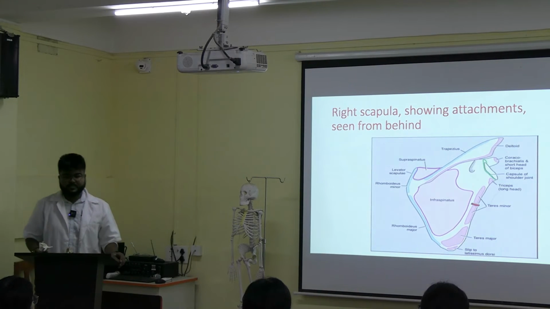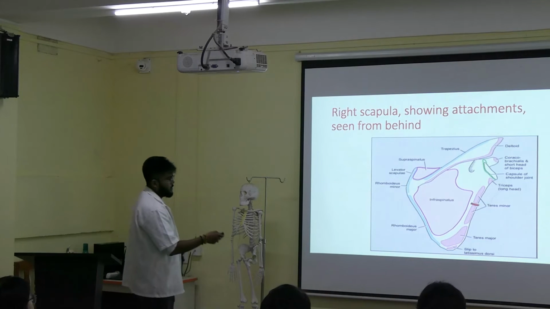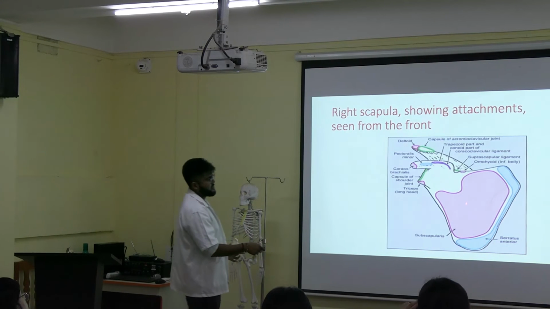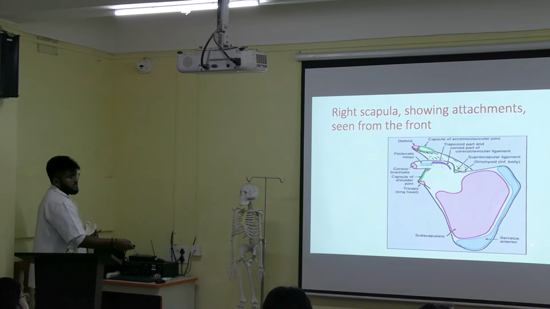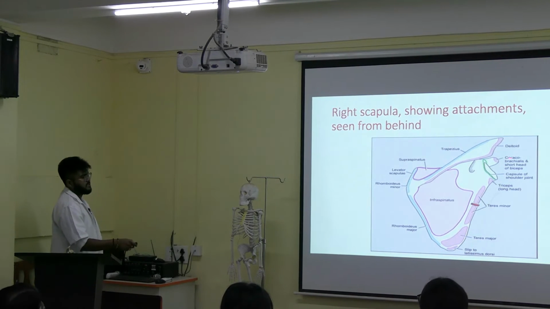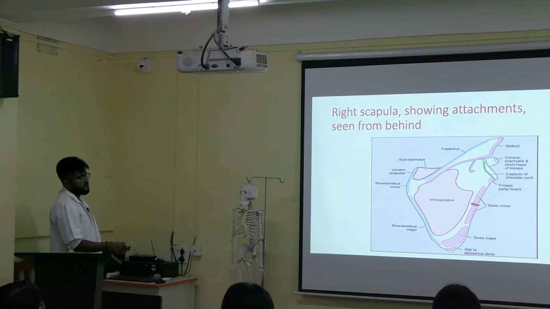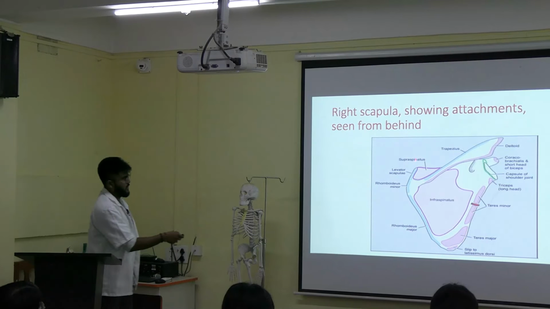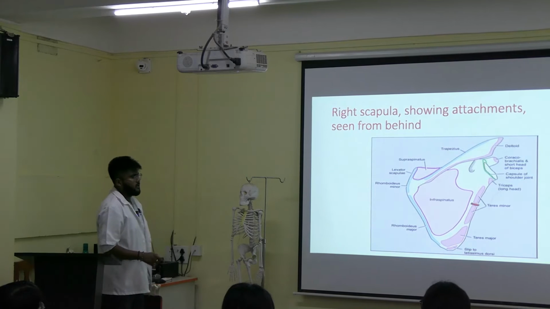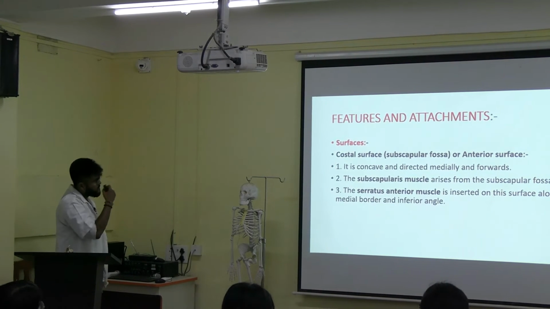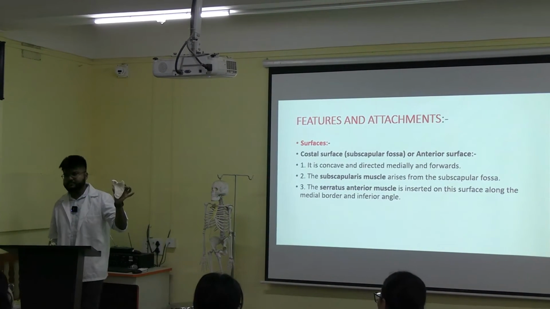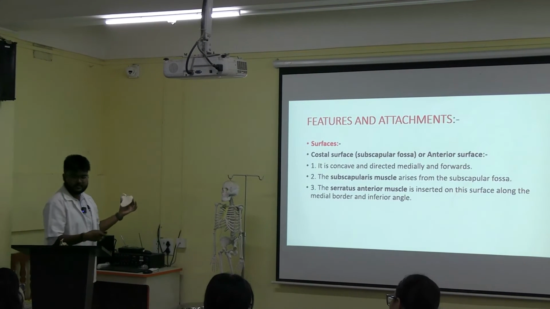Okay. Now the process. See, this is mainly the anterior view. In the anterior view, there are two muscles attached: subscapularis, another one is serratus anterior, and in the posterior surface, supraspinatus, infraspinatus. In the lateral border, posterior surface, teres minor, teres major, latissimus dorsi. And this is the root of the spine. Here levator scapulae, rhomboideus minor and major. Okay. Now see, this is the surface. It is mainly concave, and this is called your subscapular fossa. Here subscapularis muscle is attached along with the serratus anterior muscle.